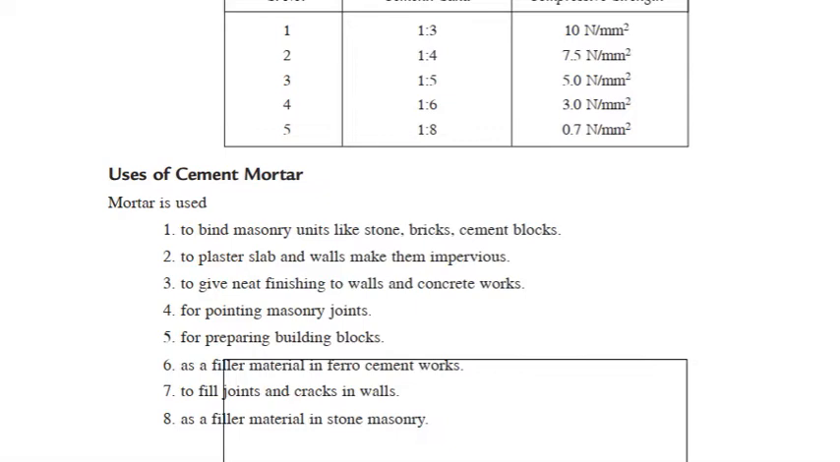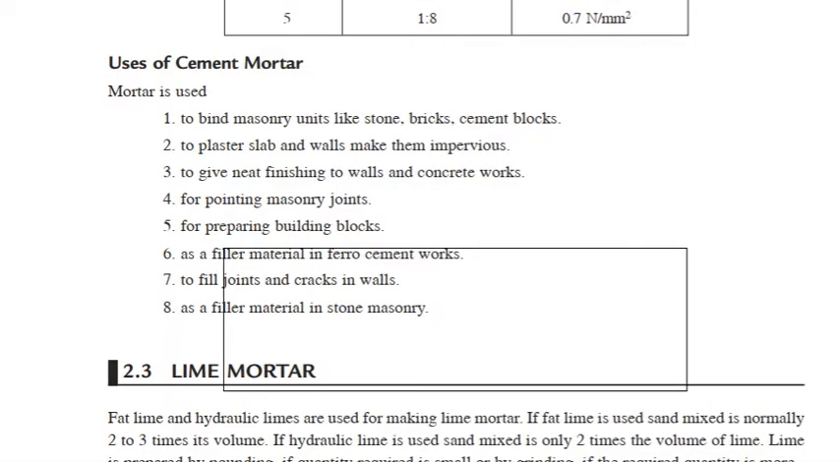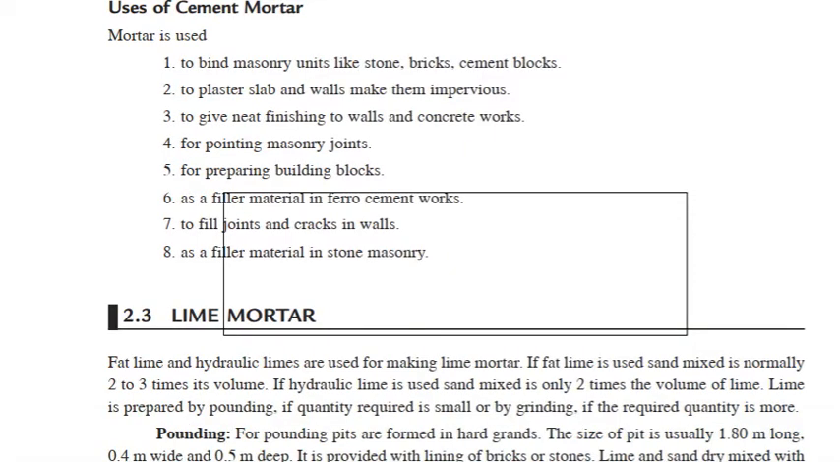Uses of cement mortar. Mortar is used 1. To bind masonry units like stone, bricks, cement blocks. 2. To plaster slabs and walls, to make them impervious. 3. To give neat finishing to walls and concrete works. 4. For pointing masonry joints. 5. For preparing building blocks. 6. As a filler material in ferro cement works. 7. To fill joints and cracks in walls. 8. As a filler material in stone masonry.